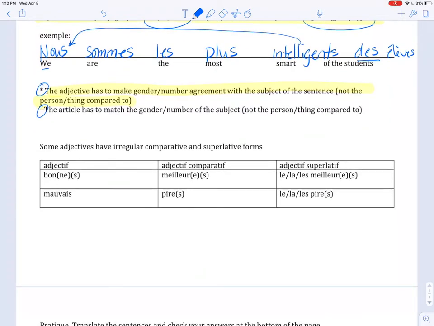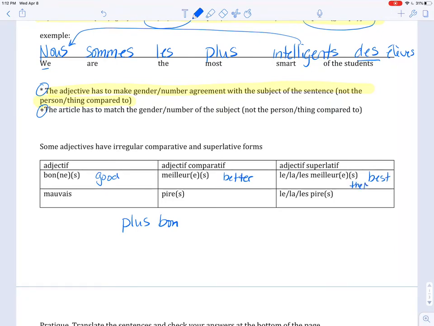Down below, what I gave you were the adjectives that have irregular comparative and superlative forms. It's not mandatory that you use these. It will sound better if you do them. Bon, we know, is our adjective for good. And in English, it wouldn't be wrong if you say that something is more good. It sounds a little awkward, but what we try to do, instead of using plus bon for more good, we're going to use the word better. The word meilleur, with an E and an S for feminine and plural agreement. When you're making it superlative, you have your le, la, or les at the beginning, and the same form of meilleur to say the best.